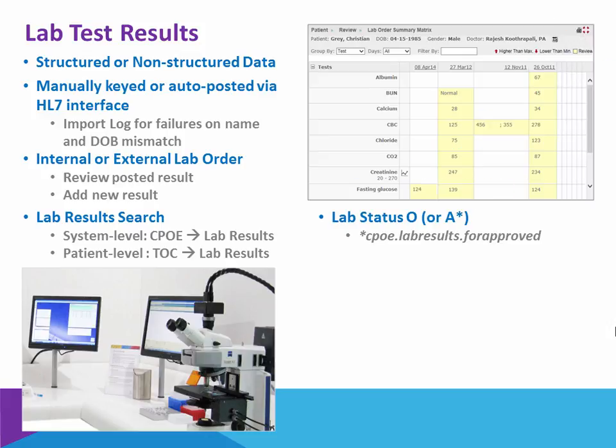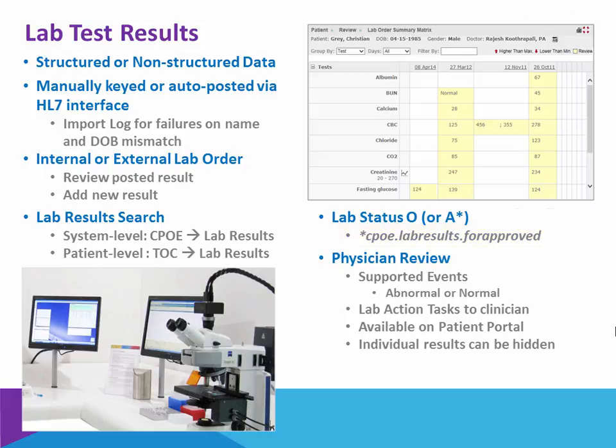The status of the order will depend upon whether or not results can be applied. The default status would be O for ordered. However, there is a property that would allow you to accept results even if the status of the order was simply approved, meaning a requisition was never actually generated.